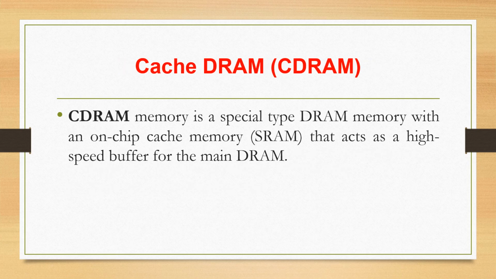Cache dynamic random access memory, or CDRAM. This CDRAM is a special type of DRAM. This memory has on-chip cache memory that acts as a high-speed buffer for the main dynamic random access memory.